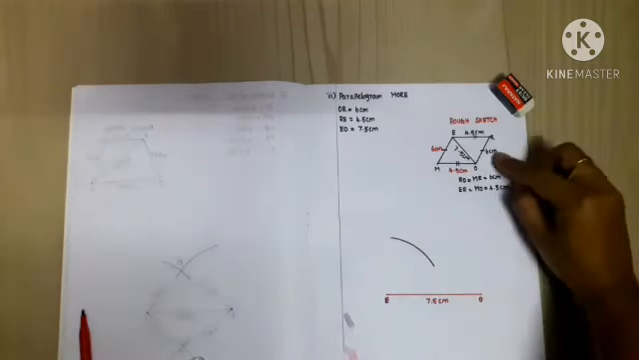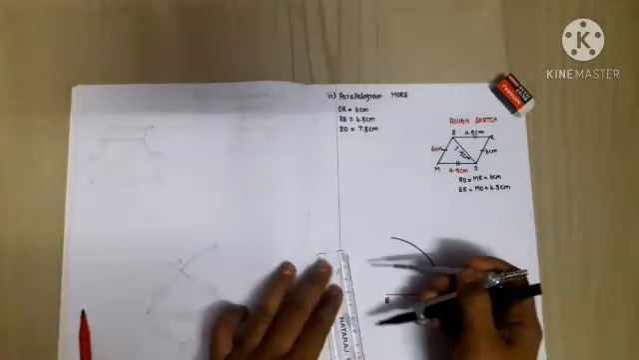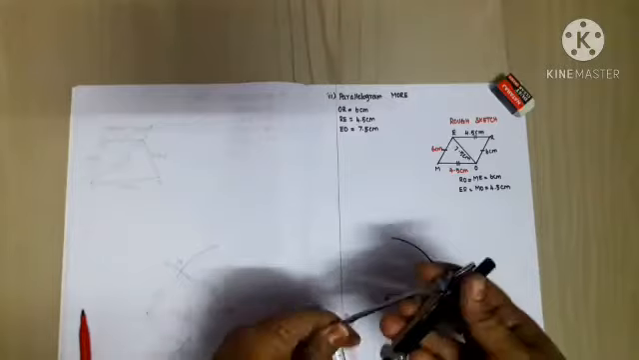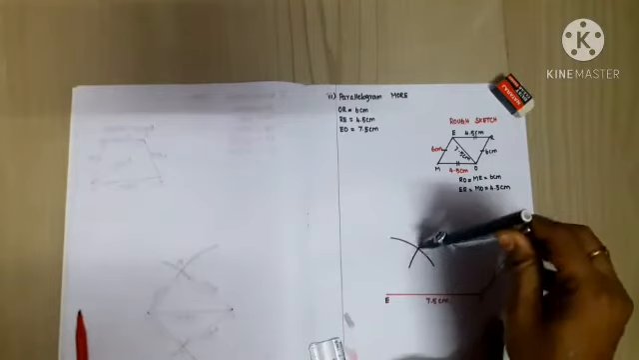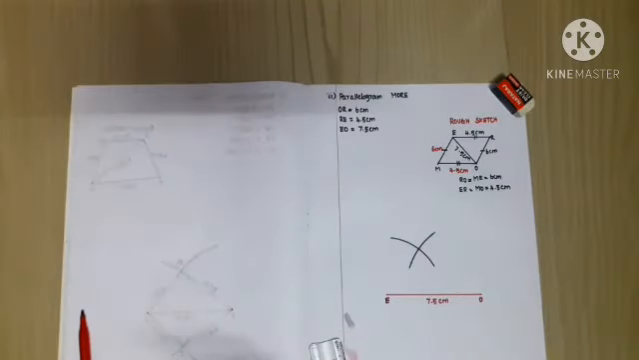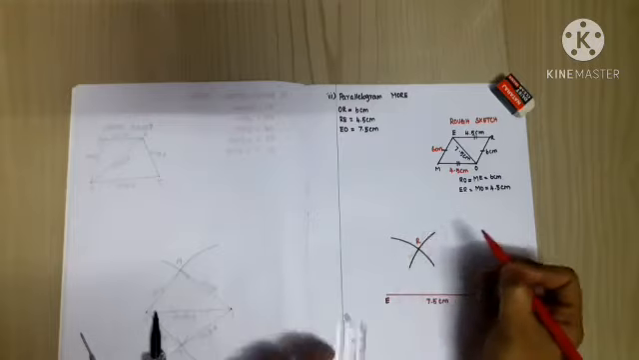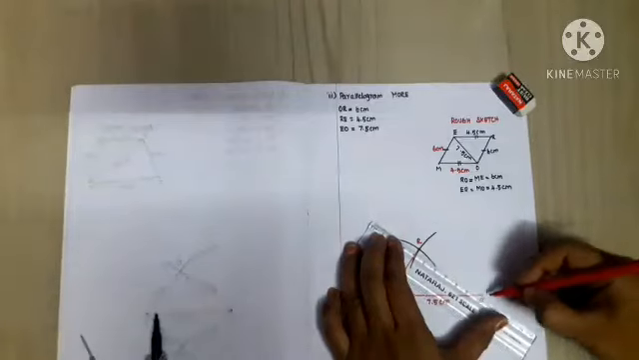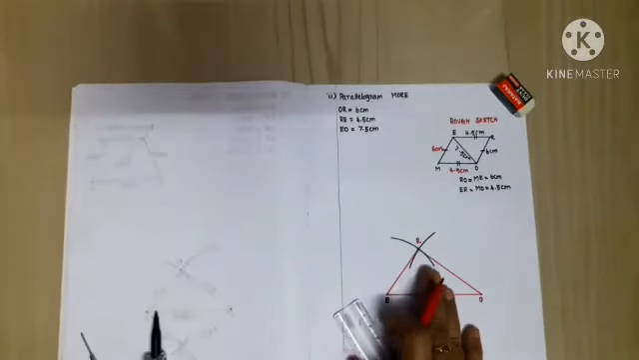OR is equal to 6 centimeter. So here keep the needle at zero, extend the pencil tip till 6. Now keep the needle at O and draw another arc which cuts the previous arc. Yes, is it? The cutting of these two arcs makes one point, and that point is R. Now join ER and OR. Now I have finished the top triangle.